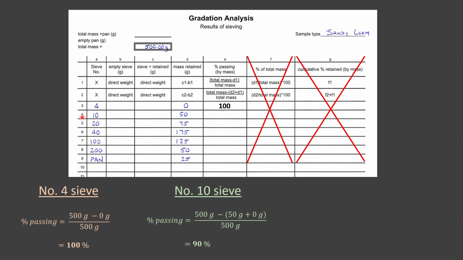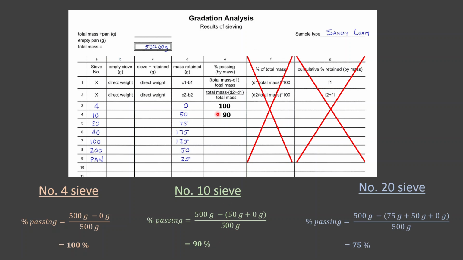Next pan was a number 10, and we had 50 grams retained on that number 10 sieve. So we're going to take our total mass, 500, minus now what was retained on the 10, 50, and everything that was retained above it, right? Because this is an accumulation thing. We need to account for the soil that was retained above it as well. So 500 minus 50 plus 0 divided by 500 gives us a 90% soil passing on through the number 10 sieve down below. So we'd have a 90 up here.